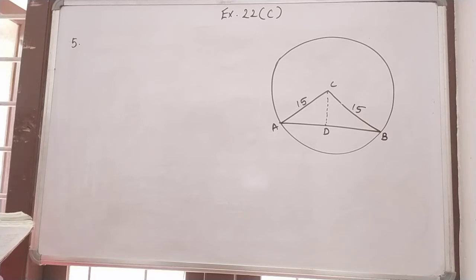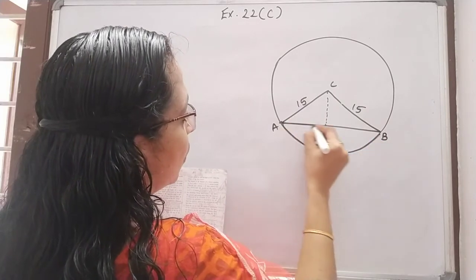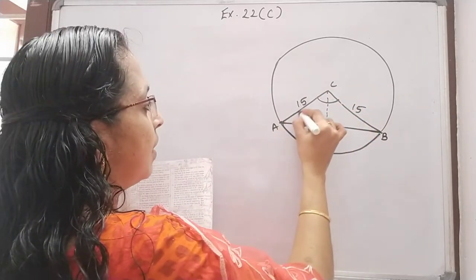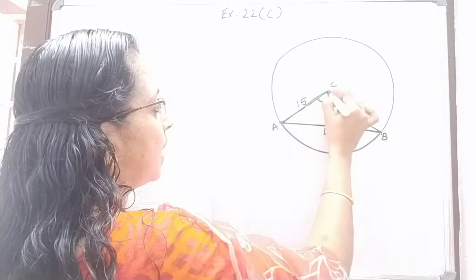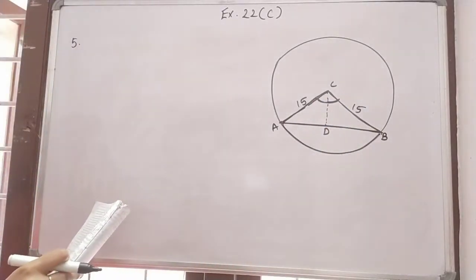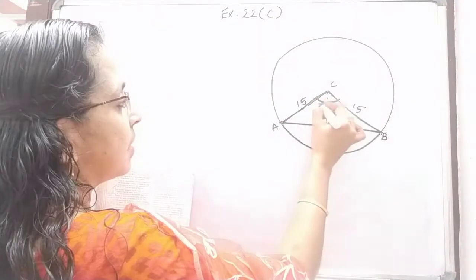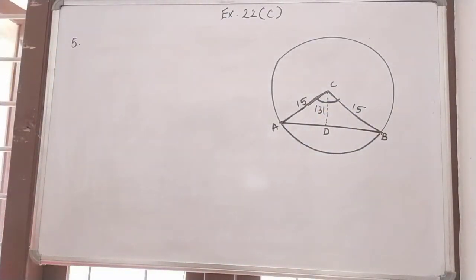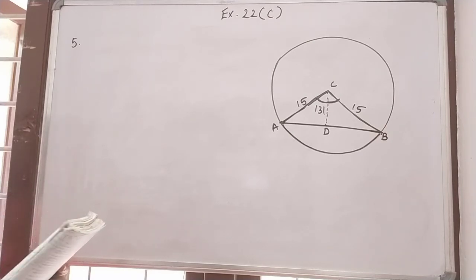Chord AB subtends an angle of 131 degree means this is the chord AB. So angle ACB is given as 131 degree at the center of the circle. Using trigonometry, calculate the length of AB.